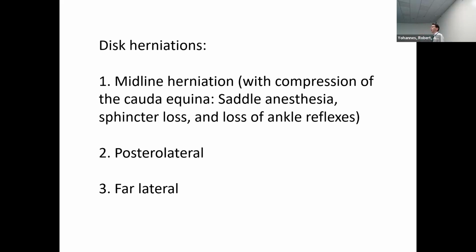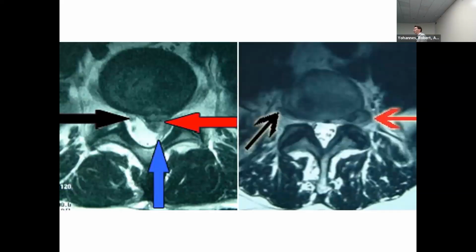But then we have two other types of herniations, the more common one, which is the posterior lateral, and then we have the far lateral. So how do they look? Here on the left, we have the more usual posterior lateral disc herniation. So you see this bulge here. This is the disc, and there's extrusion of the disc matter into the canal. So this is the more common type. And then we have another one, which is the far lateral, which you see is more lateral on the side. Still a disc, but on the side. So it's not in the center, but more on the side.